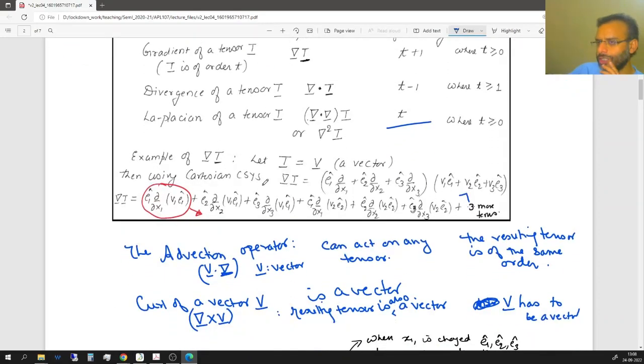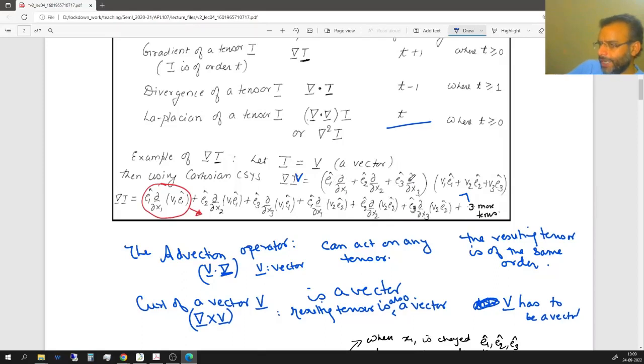Using Cartesian coordinate system, I can express del t, the gradient of tensor t, as what I have written here, where I have first expressed the del operator in Cartesian coordinate system, and then I am writing the vector v as v1 e1, v2 e2, and v3 e3.